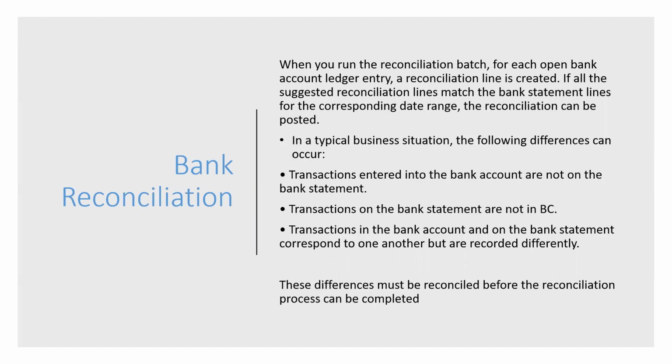So when you run a reconciliation batch for each open bank account ledger entry, a reconciliation line is created in our reconciliation bank. If all the suggested reconciliation lines match the bank statement lines for the corresponding date range, the reconciliation can be posted. In a typical business situation, the following differences can occur. Transactions entered into the bank account are not on the bank statement. Transactions on the bank statement are not in Business Central. Transactions in a bank account and on a bank statement correspond to one another but are recorded differently. These differences must be reconciled before the reconciliation process can be completed.